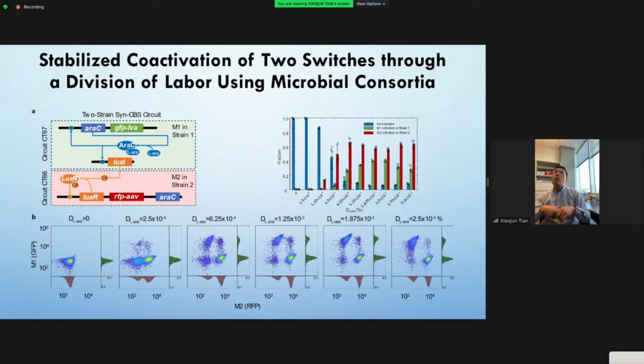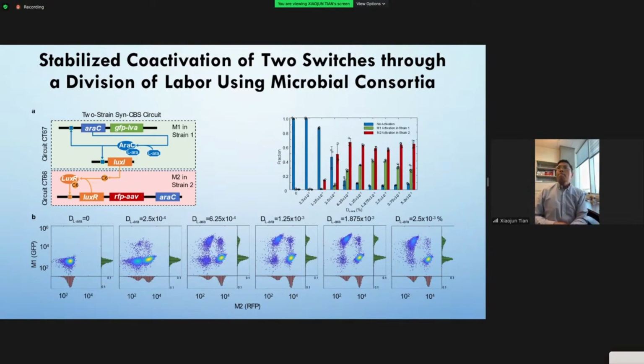And then how to solve this problem? We use a division of labor strategy. We use 2 strains, and we put module 1 in one strain, and module 2 in another, different strain. And then you can see here, when we increase the inducer dose, module 2 is activated first, and then module 1 is activated. Now the 2 modules are in different cells, so we don't see the cell dots here. But what you can see is that the module 2 activation didn't disappear, right? So we have a stable co-activation of these 2 circuits. We have solved the problem, right?